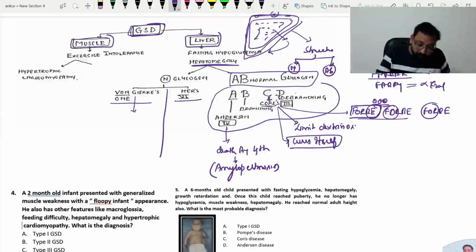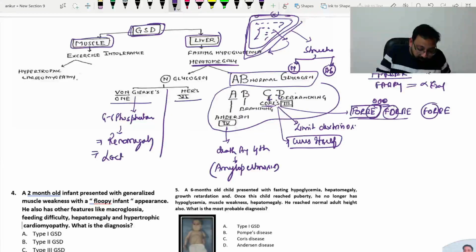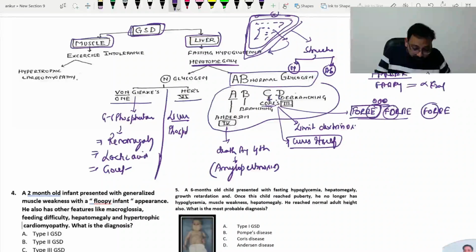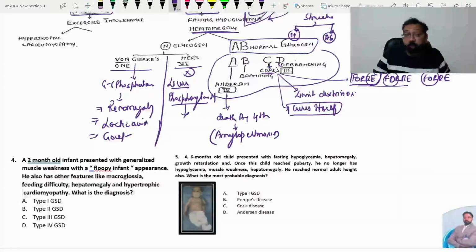Von Gierke's, type 1 glycogen storage disease: glucose 6 phosphatase is deficient, and in this there is characteristic renomegaly, and other than renomegaly, lactic acidosis and gout. Okay, Hers disease: liver phosphorylase is deficient. If liver phosphorylase is deficient, then liver glycogen will not be metabolized and will accumulate, and there would be fasting hypoglycemia, hepatomegaly. Okay, no renomegaly or lactic acidosis, so you can differentiate.